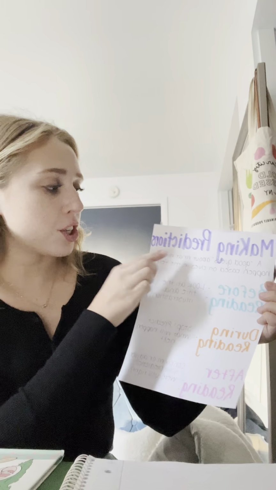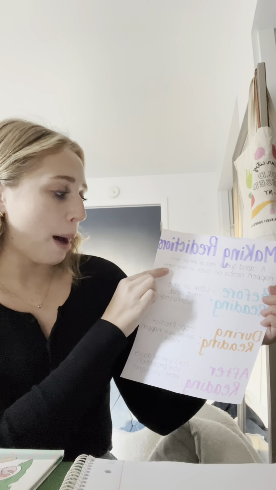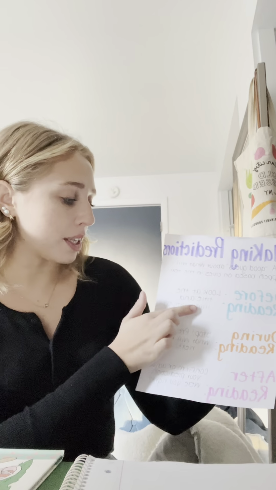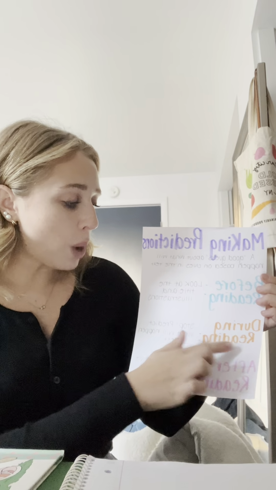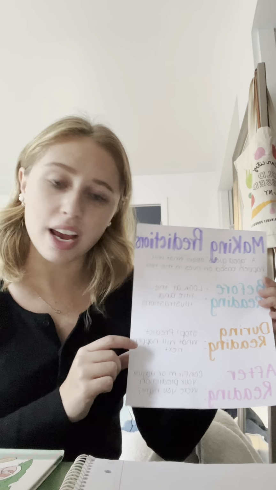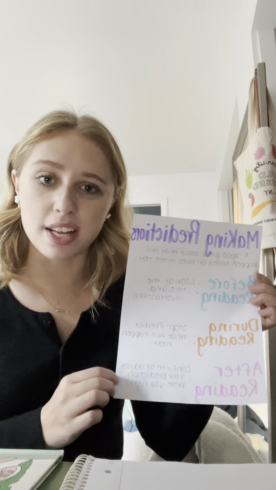So, making predictions is a good guess about what will happen based on clues in the text. Before we read, we're going to look at the title and illustrations. While we read, we're going to stop sometimes and we're going to make more predictions based on things that have happened while we were reading. And after reading, we're going to either see if we were correct or make some changes to our predictions if they need changes. Okay. We will have this available for us to look at while we read this book.